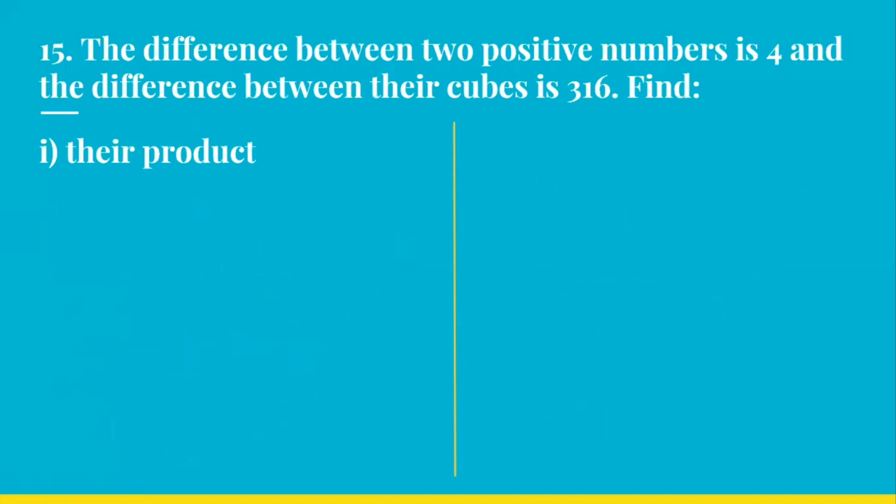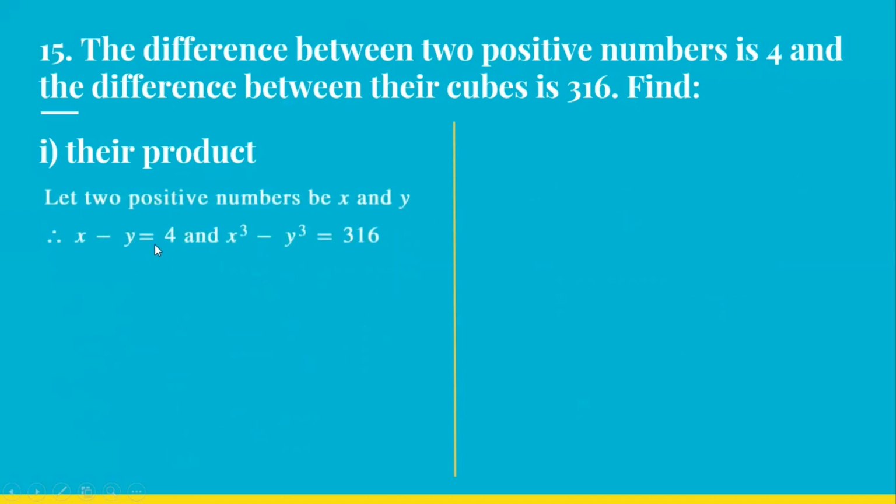The last question of the exercise: the difference between two positive numbers is 4 and the difference between their cubes is 316. Find their product. Let the two positive numbers be x and y. So x minus y is 4 and x cube minus y cube is 316. You are asked to find their product.